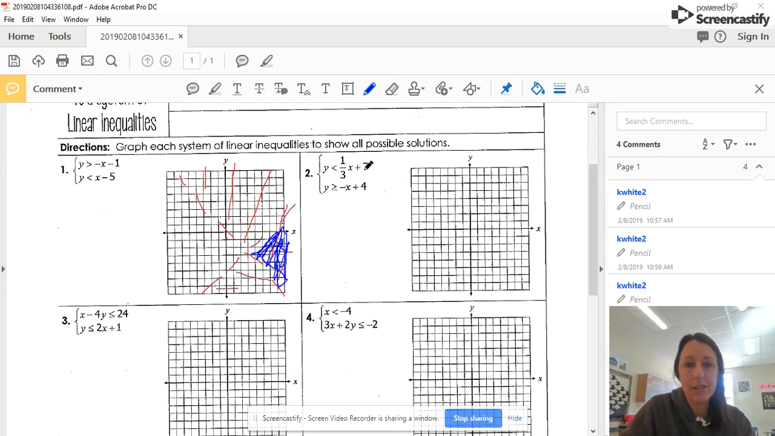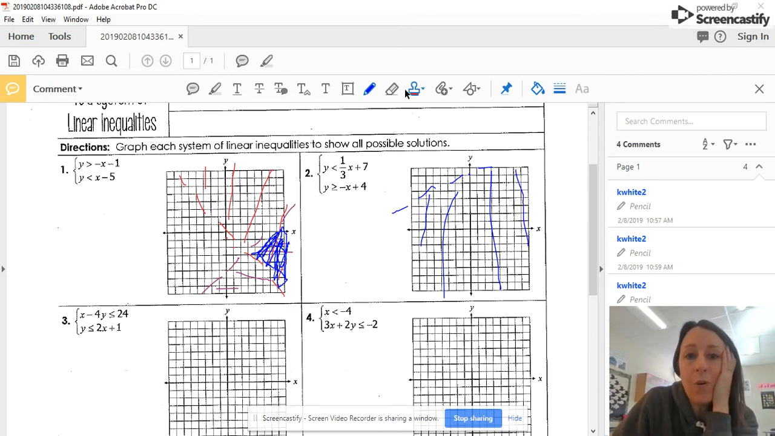All right, let's do a couple more. This one, up 7. 1, 2, 3, 4, 5, 6, 7. And then we're going to go up 1 over 3. And that's going to be a dotted line. Dotted, dotted, dotted. And the inequality is less than, so below. So we're going to shade down here. Just kind of make some lines so we know it's down there.